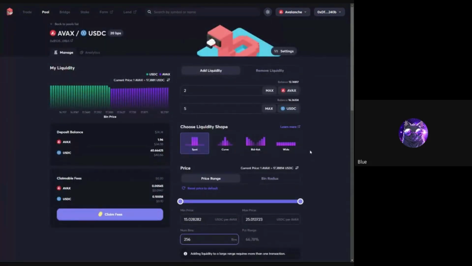But if you want a passive approach, you can really go wide, using spot. It's still more capital efficient than an x times y equals k AMM, which puts liquidity over 0 to infinity. So it's still more capital efficient. And you can really be comfortable with that type of price range on AVAX or any other liquidity pool that you want to deposit liquidity into.